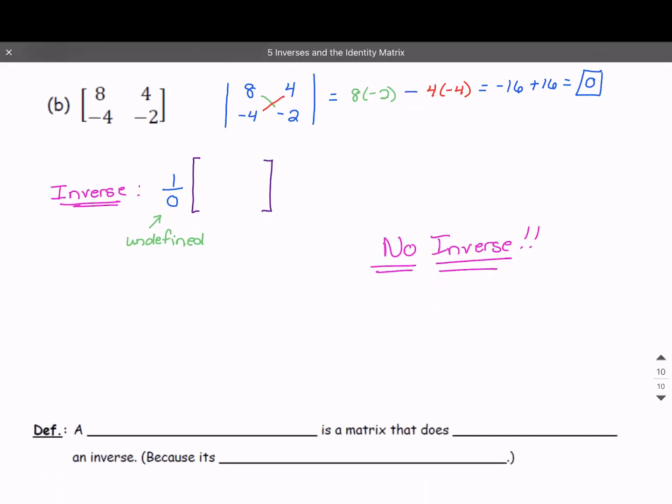Now, that kind of matrix has a special name. That's what we call a singular matrix. A singular matrix is a matrix that does not have an inverse, and that is because its determinant equals 0. Okay, so if the determinant is 0, the matrix does not have an inverse, and that's what we call a singular matrix. All right, guys, so we talked about the identity matrix, and we talked about what it means to be inverse matrices, as well as how to find them for 2 by 2 matrices.